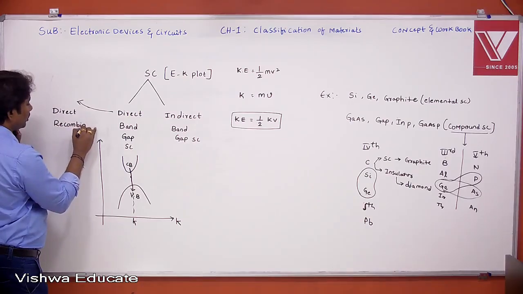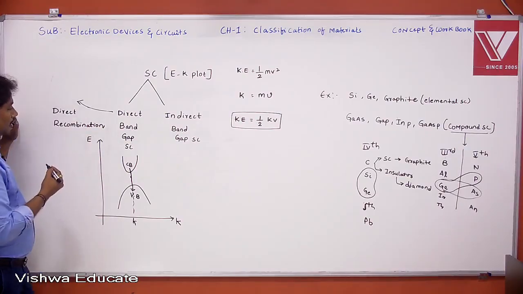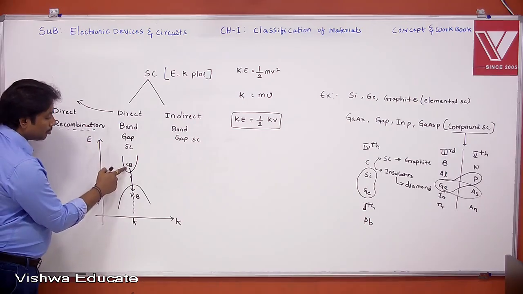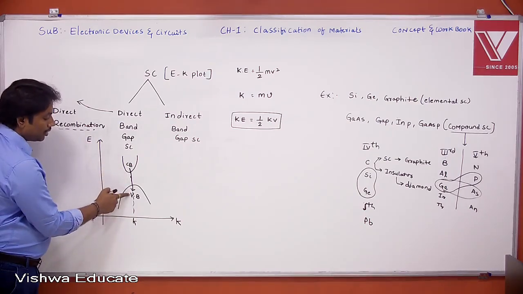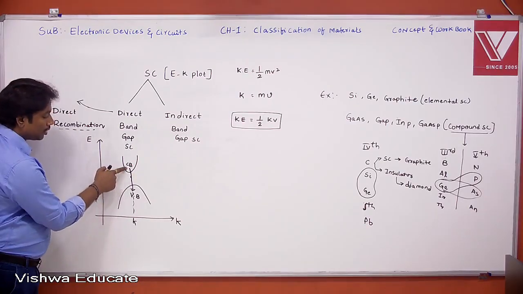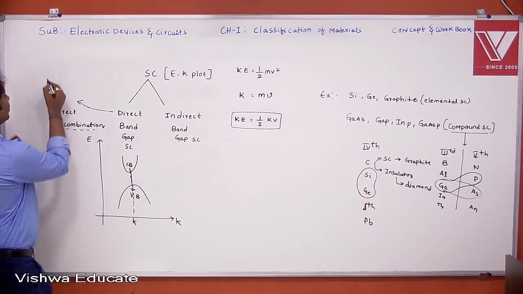Yeah, recombination. What is recombination? Recombination is nothing but if an electron is coming from conduction to valency, that is called recombination. For example, if an electron is moving from valency to conduction, that is called generation. See what I'm saying here?